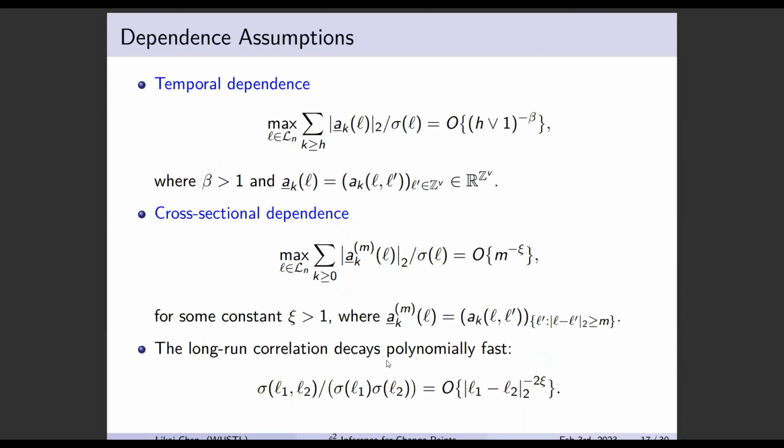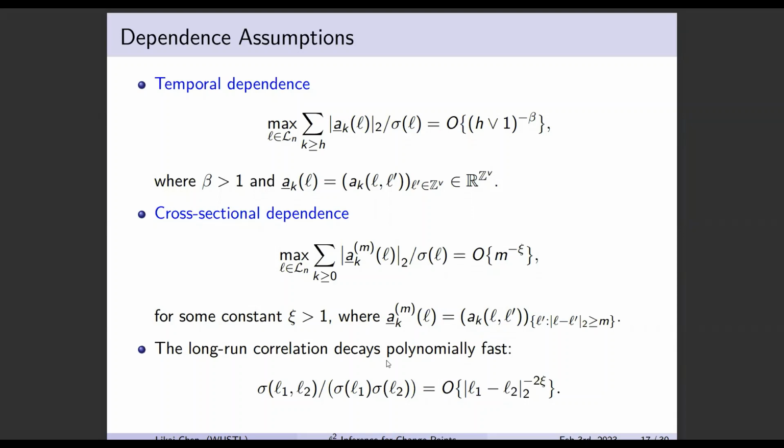And here is the assumption we need to impose on the temporal and the cross-sectional dependence. The specific format is not that important. The key idea is that we assume that temporally they decay, they are weakly dependent. That is to say, if for two time series their times differ, then the dependence between these two points will decay polynomially fast.